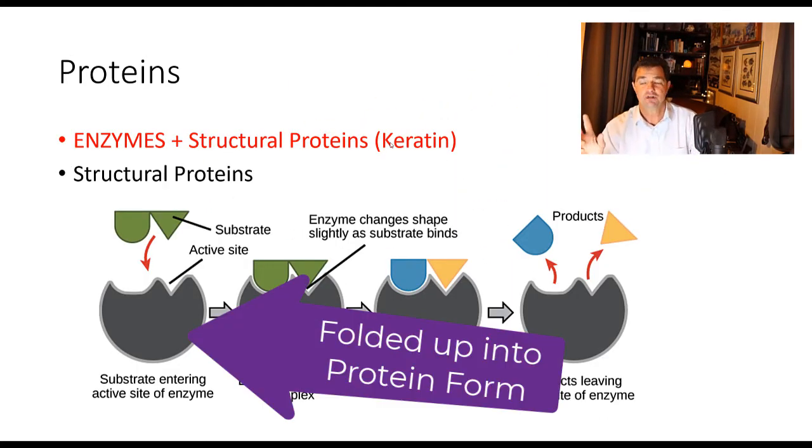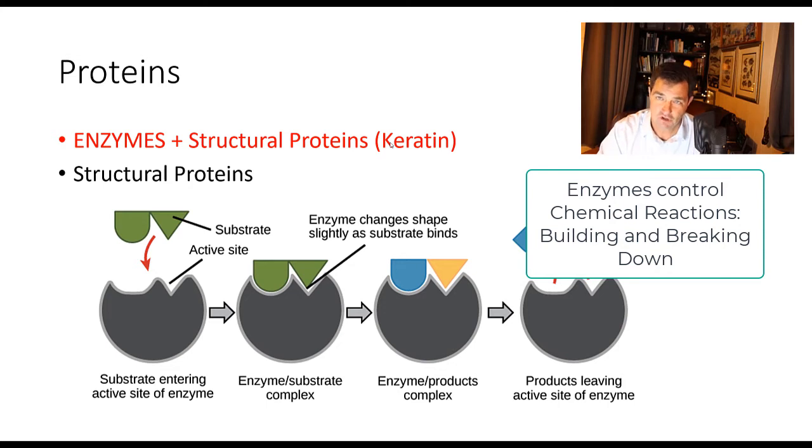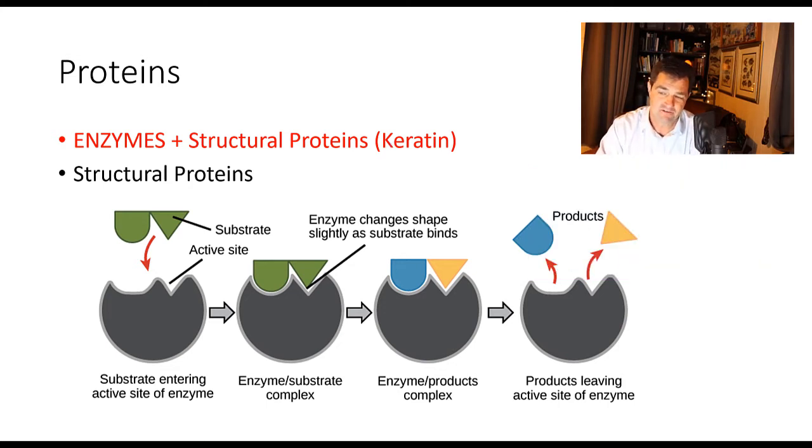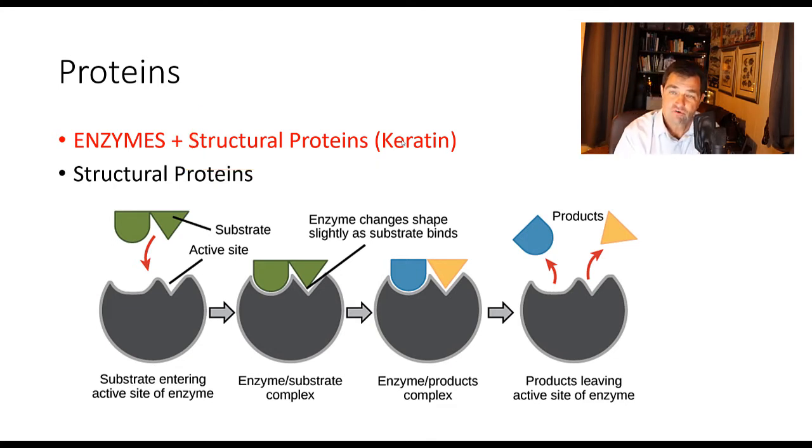And proteins do two types of things. One, which is very, very important, is that quite often they function as enzymes, and they allow us to build things and break things down. Okay, so enzymes are really important because they control pretty much all the chemical reactions that happen in a living thing. Some of the proteins work as what we call structural proteins, and that includes keratin. So keratin forms your fingernails, and your hair is primarily that protein there.